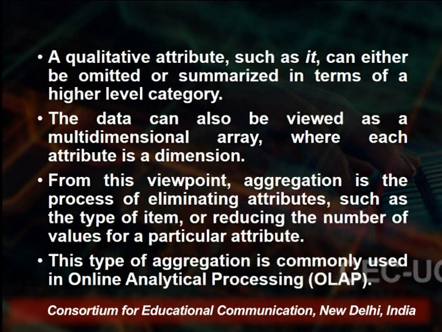The data can also be viewed in the form of a multi-dimensional array, where each attribute is a dimension, right. We have already discussed this aspect. Now from the viewpoint of aggregation, it is basically the process of eliminating an attribute, such as the type of item, or reducing the number of values of a particular attribute. This type of aggregation is very commonly used in the OLAP system, like online analytical processing system, where we will use a limited number of attributes. So instead of having bigger attributes, we will look at the dimensionality reduction aspect.